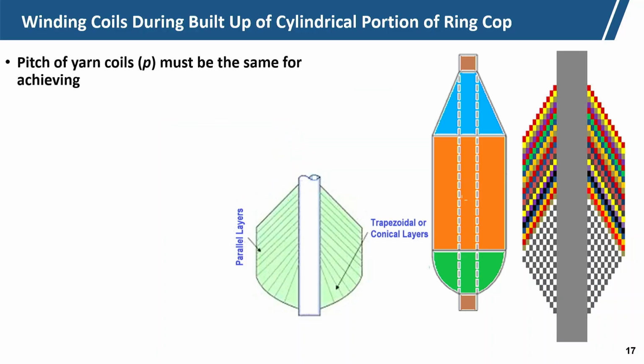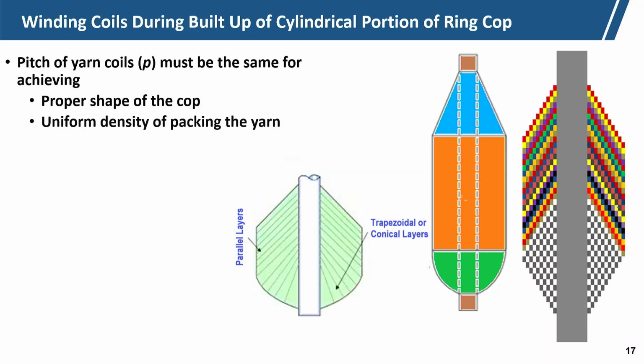The pitch of yarn coils P must be the same for achieving the proper shape of the coil. So, this pitch should be the same, for uniform density of the package in the yarn. So, what is the pitch? That means the distance between coils, to obtain maximum yarn content.